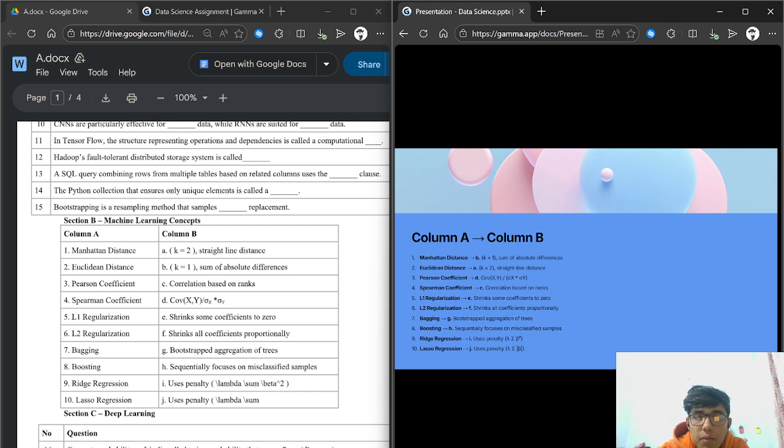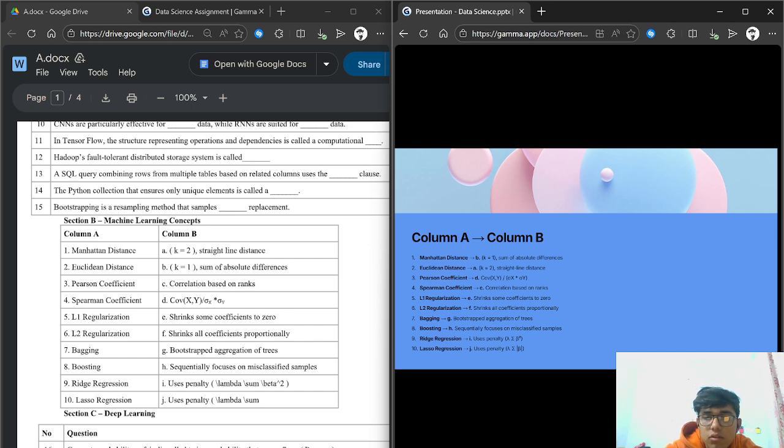Now let's also see about the regression. The ridge regression matches with the penalty lambda into sigma of beta. It's not showing correctly, but I believe that it is lambda into the summation of beta squared. This is the coefficient square. This is the L2 penalty that distributes shrinkage across all the coefficients.